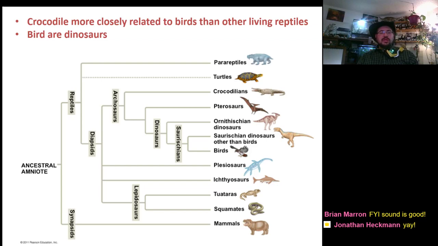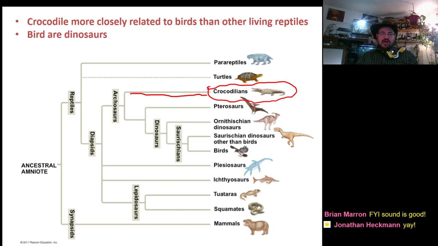Crocodiles are more closely related to dinosaurs than the other living reptiles. So if you're charting a phylogeny of dinosaurs showing relatedness, you have to put crocodiles closer to dinosaurs than other reptiles. So here's our crocodilians in this phylogeny.